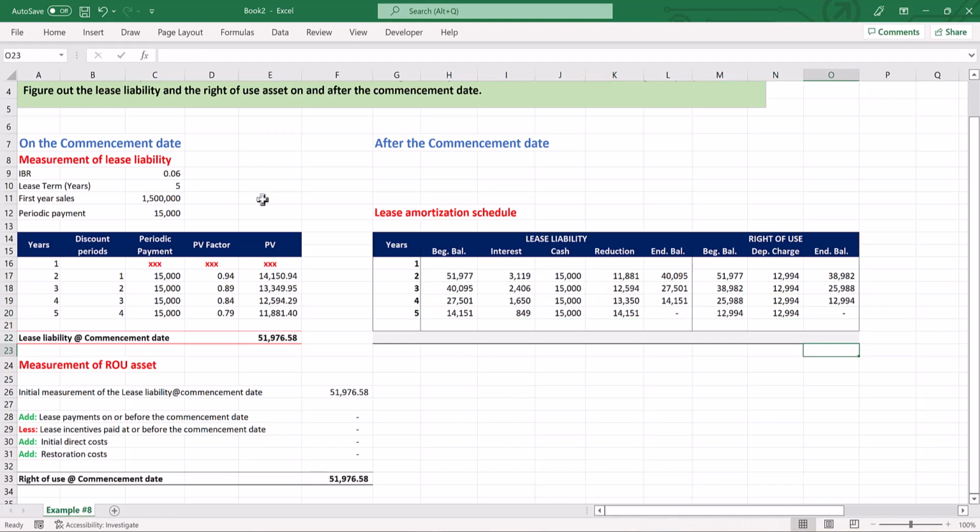This is the end of this lecture about the components to be included in the lease payments.